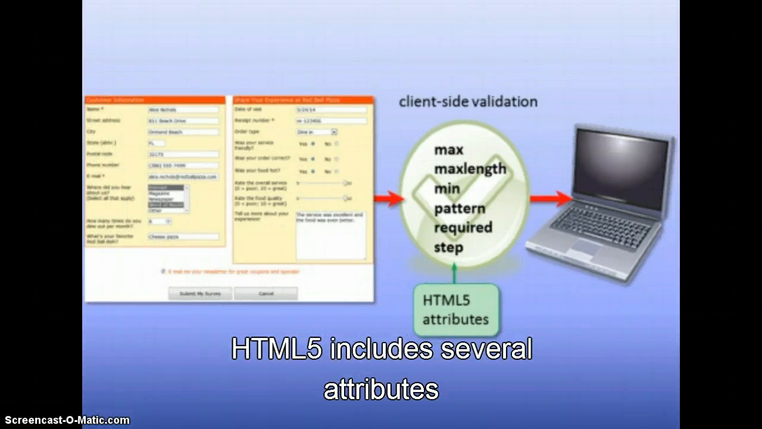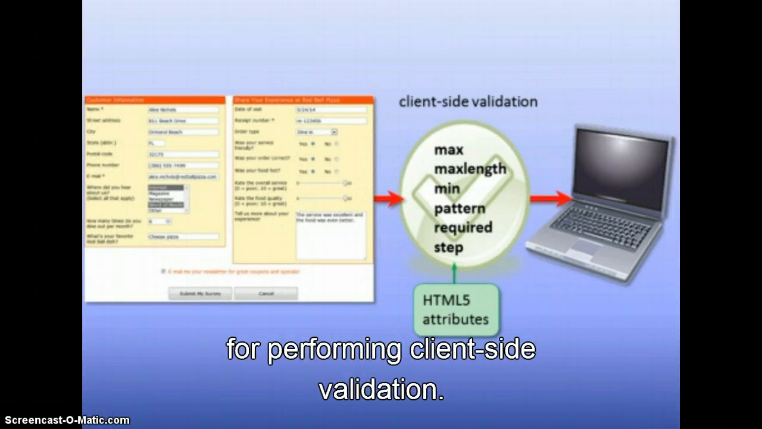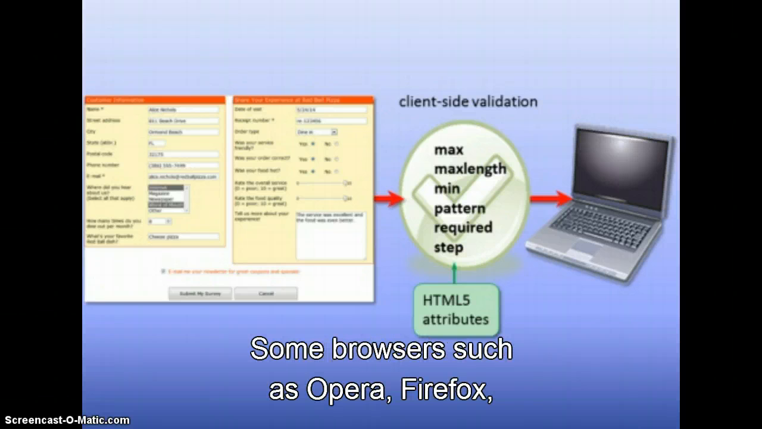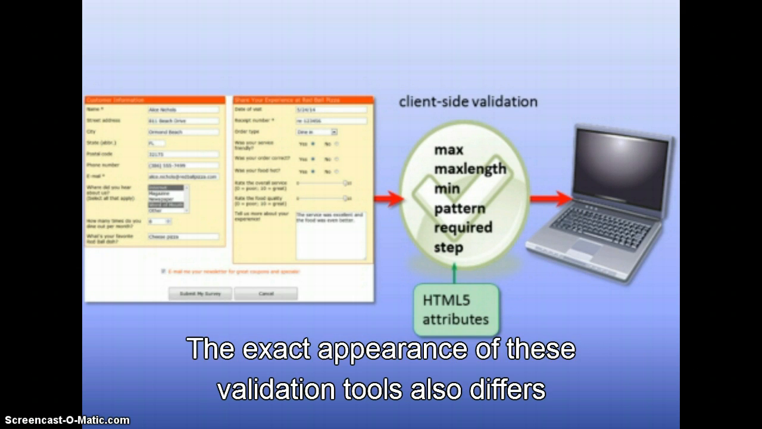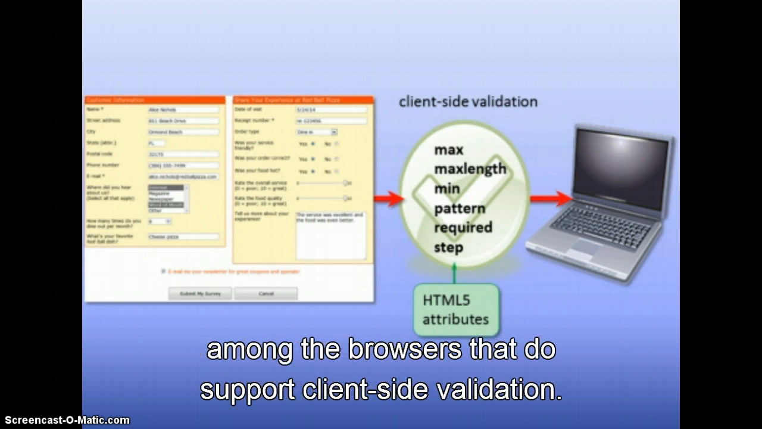HTML5 includes several attributes for performing client-side validation. Some browsers such as Opera, Firefox, and Google Chrome support these attributes. Others do not. The exact appearance of these validation tools also differs among the browsers that do support client-side validation.